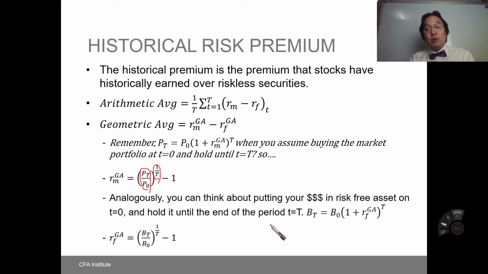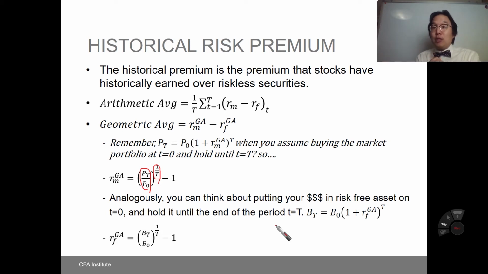Analogously, you can think about putting your money in the risk-free asset at T0 and holding it until the end of the period, big T. So the bond price at big T should be equal to your initial investment B0 multiplied by (1 plus RF geometric average) to the power of big T. So what should be your geometric average return on your risk-free asset? That should be (B sub big T divided by B sub 0), the whole thing to the power of 1 over big T, minus 1. That should be it. Okay, now you got two geometric averages.